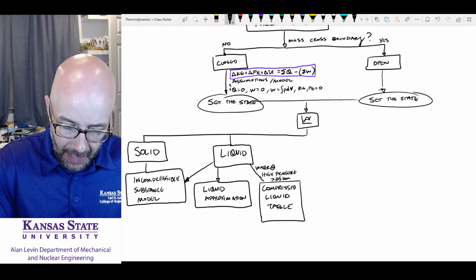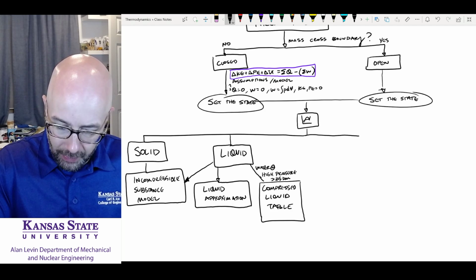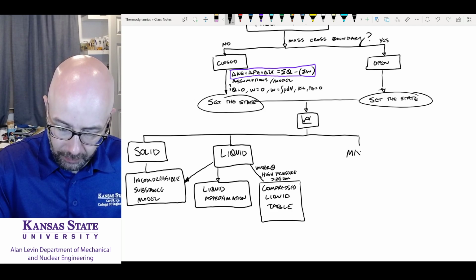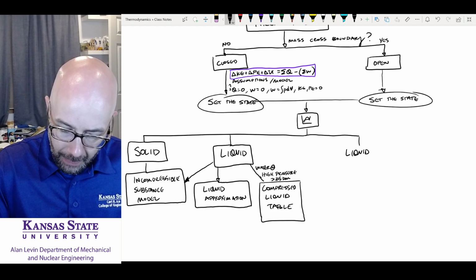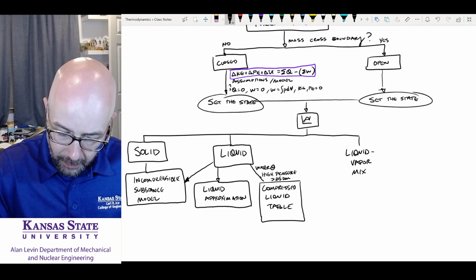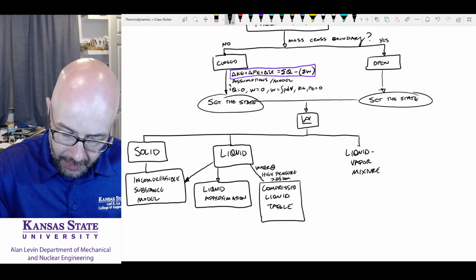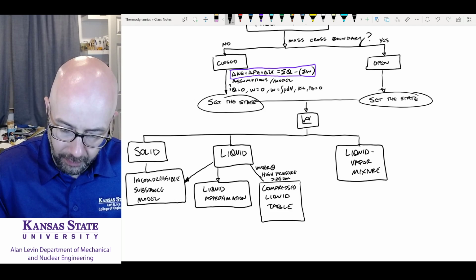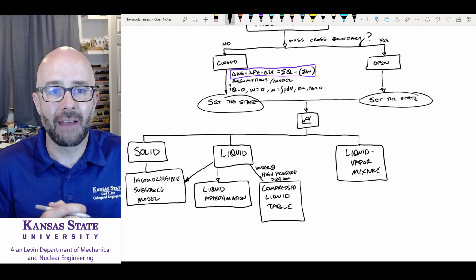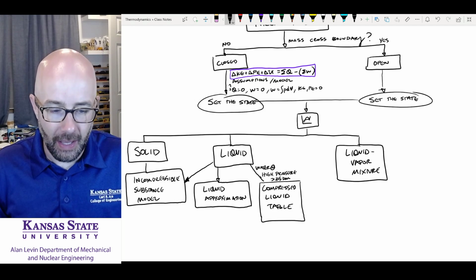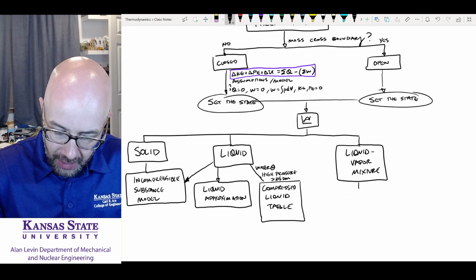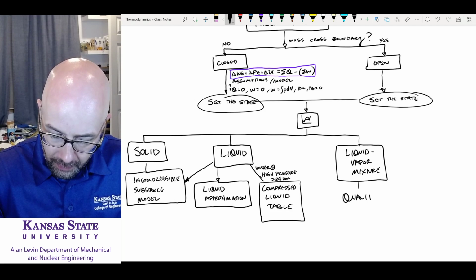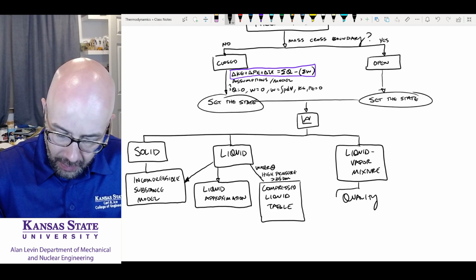Okay. What's the next thing that we can have in here? Well, you can be a mixture. I'll write here a liquid vapor mixture. Okay, that's the next thing you can have here. That means you're inside that vapor dome. Okay, there, what you need to find is the quality.